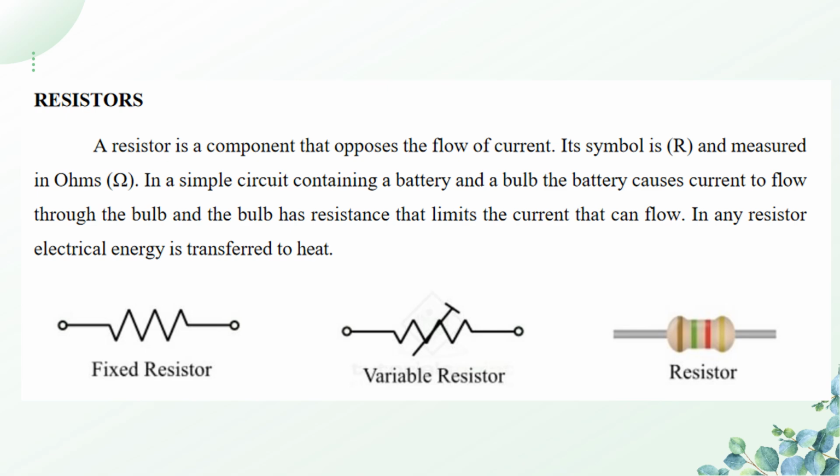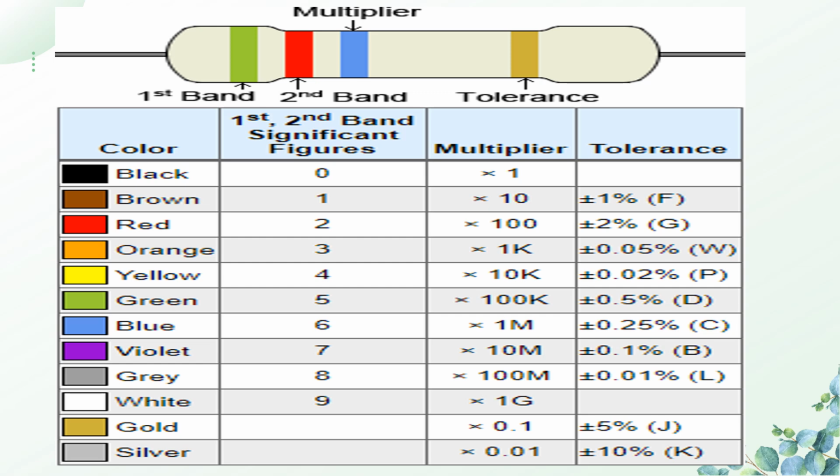So the figures below represent the symbols used for representing a resistor. The first symbol represents a fixed resistor, which has a fixed value, and the variable resistor produces a range of values. By adjusting the knob, we can choose variable resistance values. And the third picture represents a practical resistor. So next we will see how to find the value of resistance.